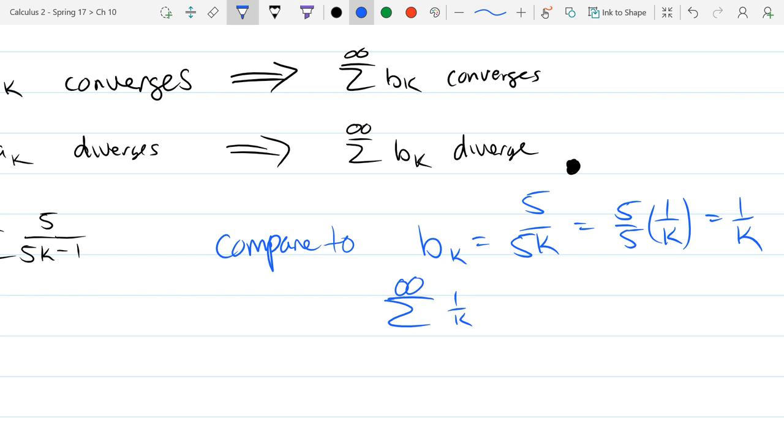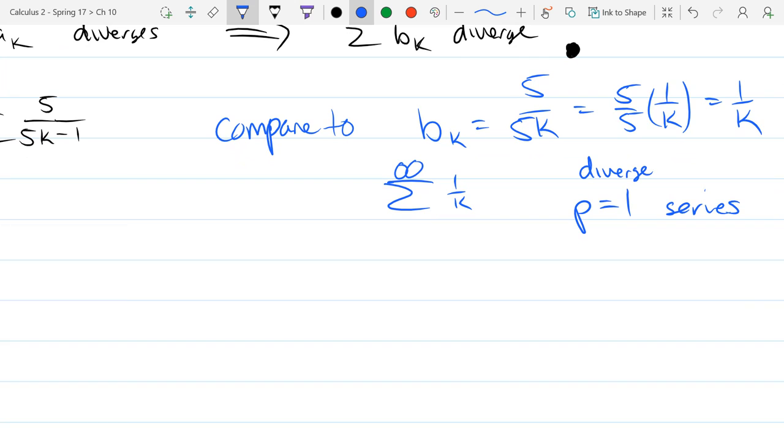Does this series, this BK series, converge or diverge? When you plug infinity in for k, it goes to zero. So the terms get really small. But what did we see last session? We did the integral test, and this turned into a P series with P equals 1, and that diverges. It's right on the boundary. If it was k squared, it would have converged. But this one diverges. So it's a divergent P series.